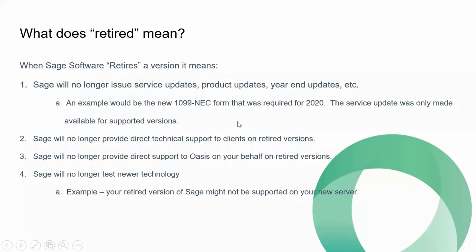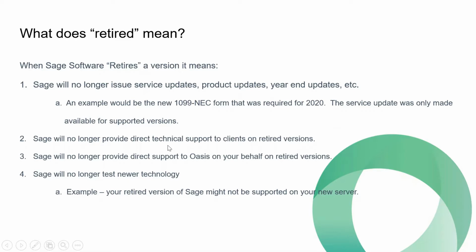When a version is retired, what that means as far as Sage software is concerned is that they will no longer issue service updates, product updates, or year-end updates. An example of that would be the new 1099 NEC form that was released in 2020. That service update was only made available for the supported versions. I know a lot of folks were caught off guard with that at the end of the year, but that's an example of why it's very important that you remain current and on a supported version.